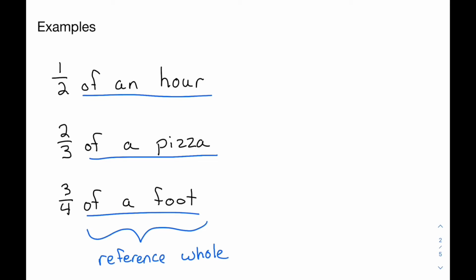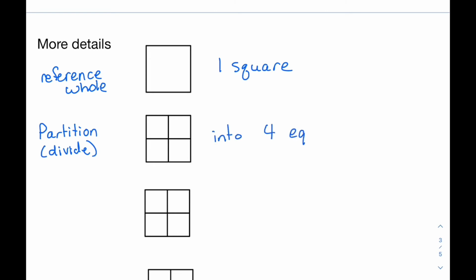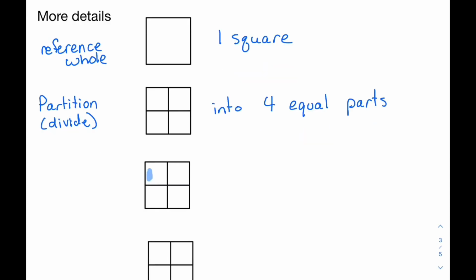Let's look at this in some more detail. So let's start with a reference whole of a square. I can then partition or divide my square up into 4 equal parts. If I shade in one of those parts, I'll call that 1/4 of my square. This means I have one part worth 1/4 of a square.